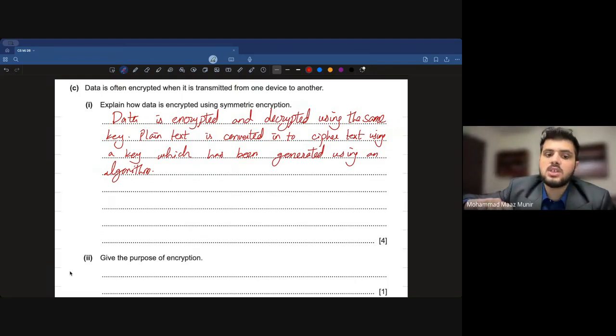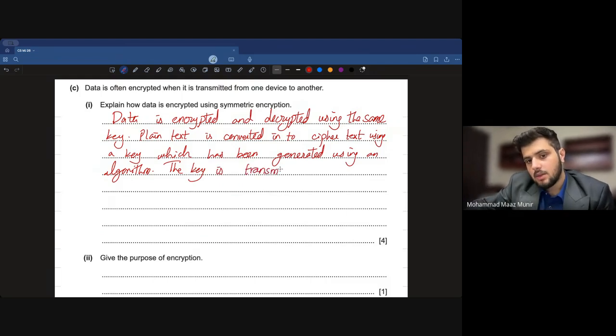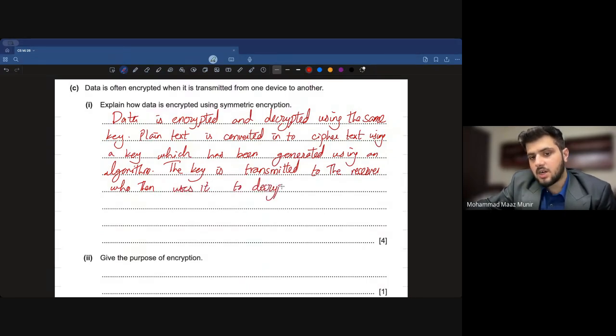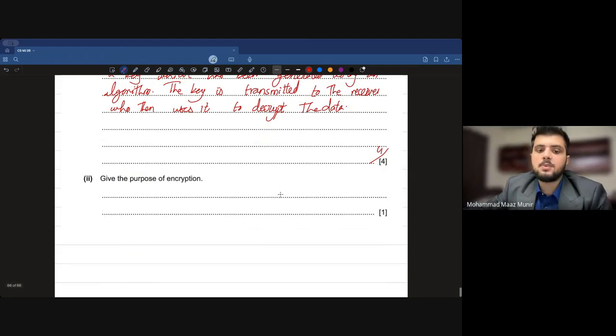And the key is basically used firstly by the sender and is then transmitted to the receiver, who then uses the key to decrypt the data, right? So you're going to say that the key is transmitted to the receiver, who then uses it to decrypt the data. And this marks the perfect 4 on 4 mark answer for you. Perfect 4. समझ गए?